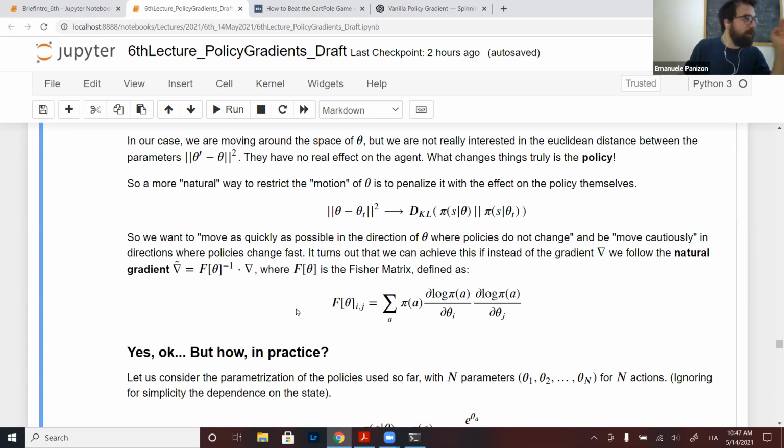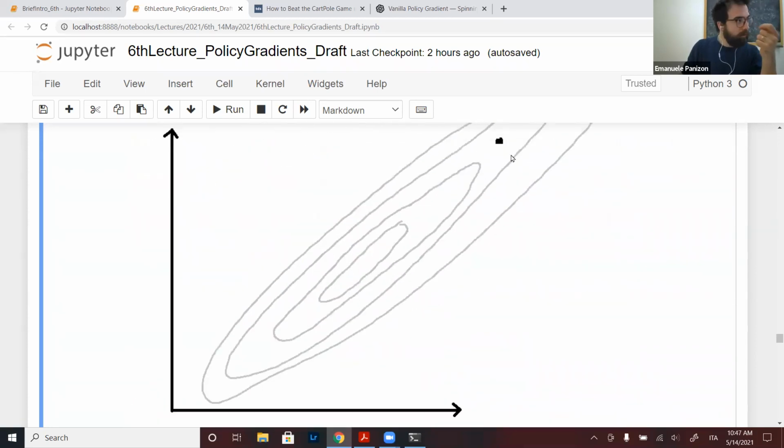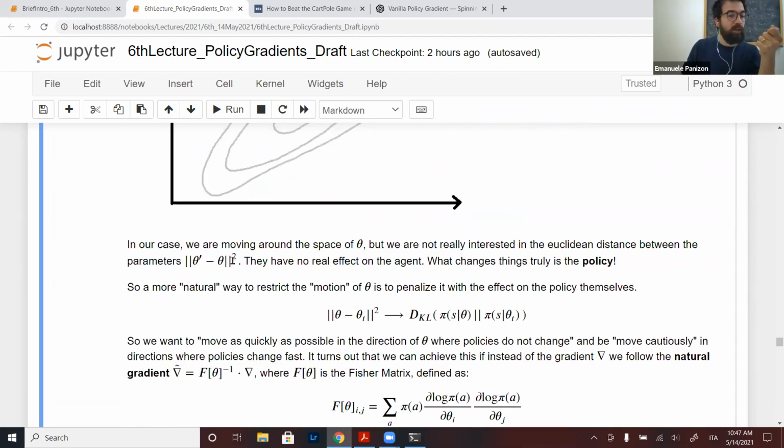This passage here we will try to clarify, but I want to point out that if, instead of the normal gradient, we follow the natural gradient, we are able to move in a direction where I'm not penalizing thetas for being different from where they were, but I'm penalizing the policy for being different from where it was.